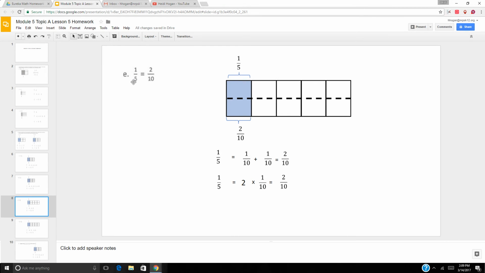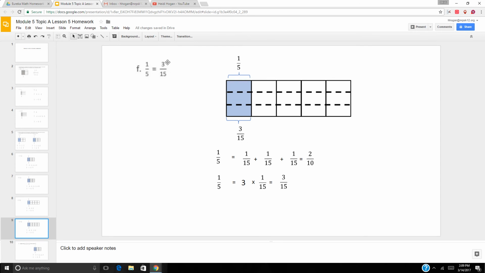And now we have 1/5 equals 2/10. So we need to make a tape diagram that has 1, 2, 3, 4, 5 sections and shade in one of them to represent 1/5. And to make 2/10, we divide each fifth in half. 1, 2, 3, 4, 5, 6, 7, 8, 9, 10. So 1/5 equals 2/10. Or 1/5 equals 1/10 plus 1/10. Or 1/5 equals 2 times 1/10.